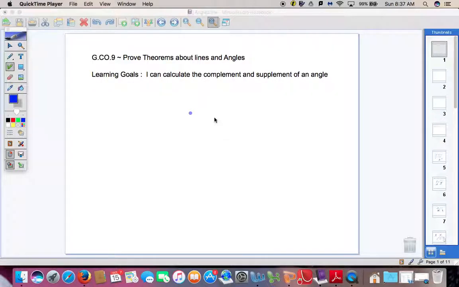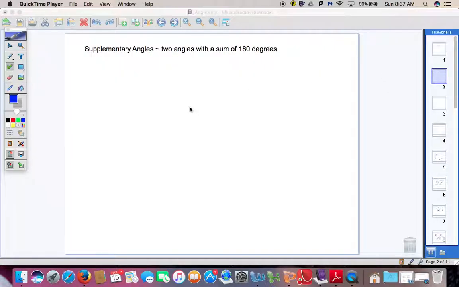We're going to talk about complementary and supplementary angles. Okay, we're still on the GCO9 standard, and the learning goal for this lesson is: I can calculate the complement and supplement of an angle. So supplementary angles are two angles with a sum of 180 degrees.